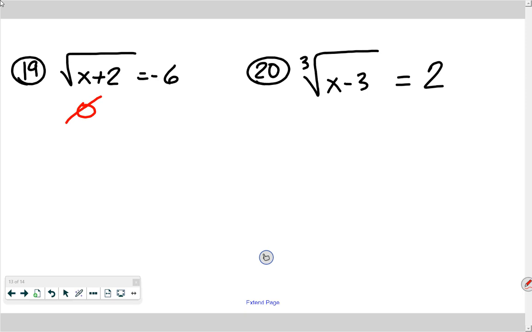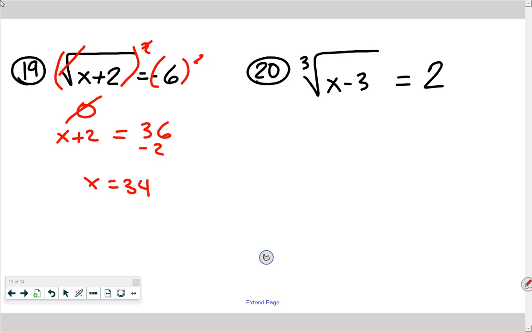There's your answer. But if we were to actually process this and go through this, we would square this and square this, which would give me 36. Right? So negative 6 times negative 6 is positive 36. Square gets rid of square root, which is x plus 2. And then we move that over, subtract 2, so that would give me 34. If I were to plug that back into my original equation, the left side would need to equal the right side and be true.